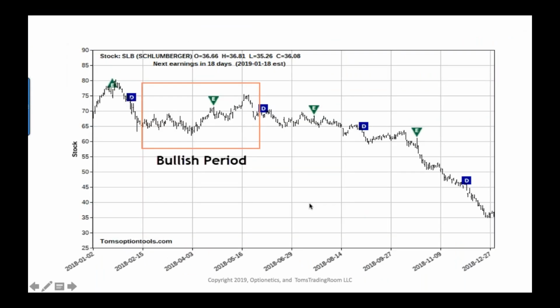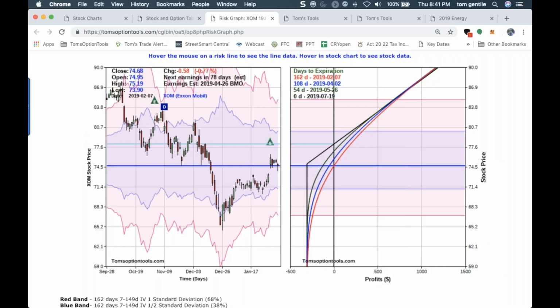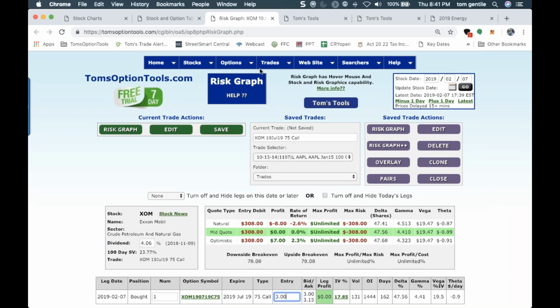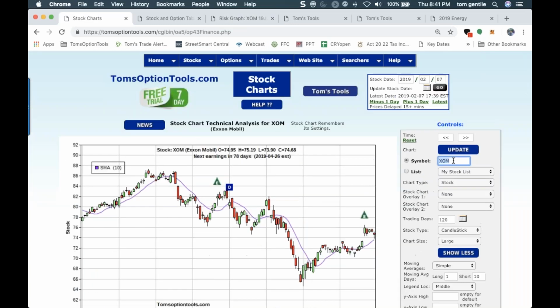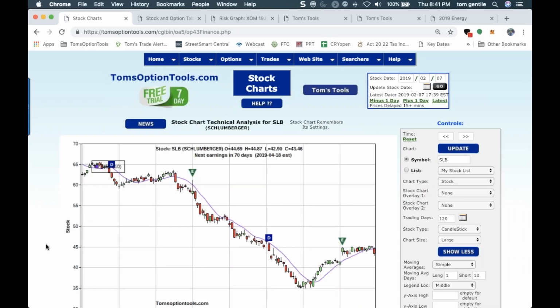This is Schlumberger. I think I said that right. Again, this is one that actually moved a little higher, but from mid-February to around mid-July was really only about a 5-point move. So if we type in SLB, let's go back to the stock chart and look at SLB. We have to think about the fact that it didn't move much at all.